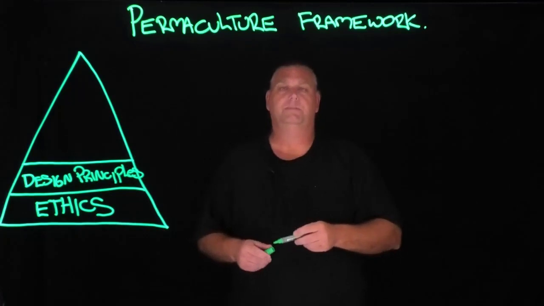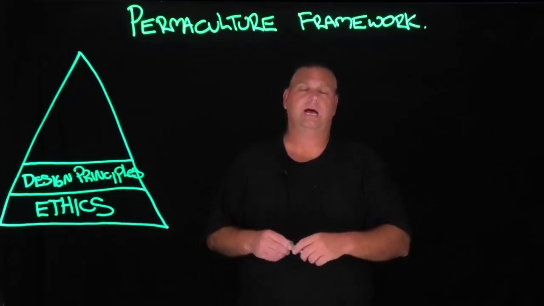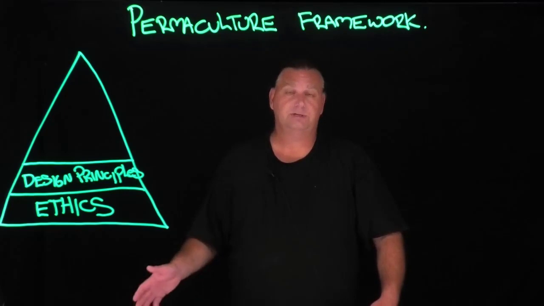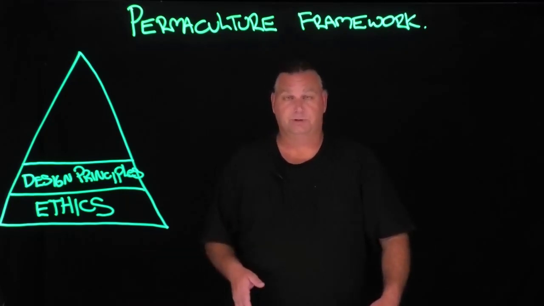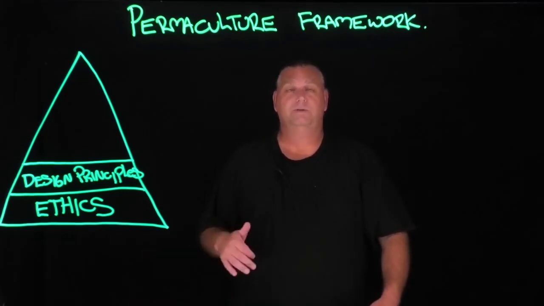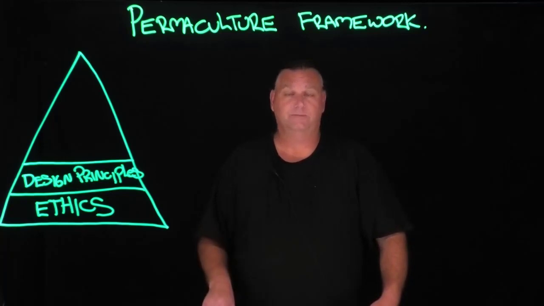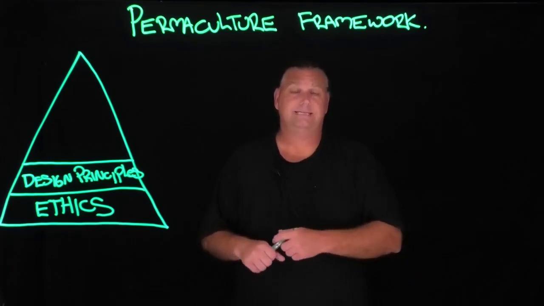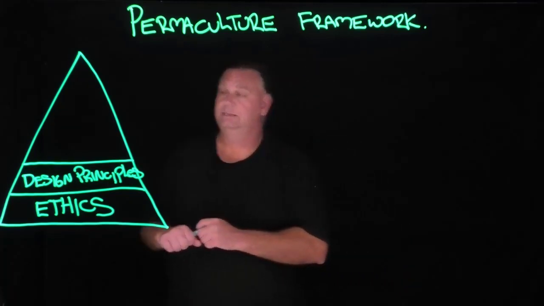We look at the design principles. The design principles are not rules telling us what to do, but they're guidelines telling us what to think about when we're deciding what to do. They're thinking tools, from observe and interact to creatively use and respond to change. Once we've looked and considered these 12, using David Holmgren's 12 design principles, from there we look at what Dan Palmer calls a sound design process.